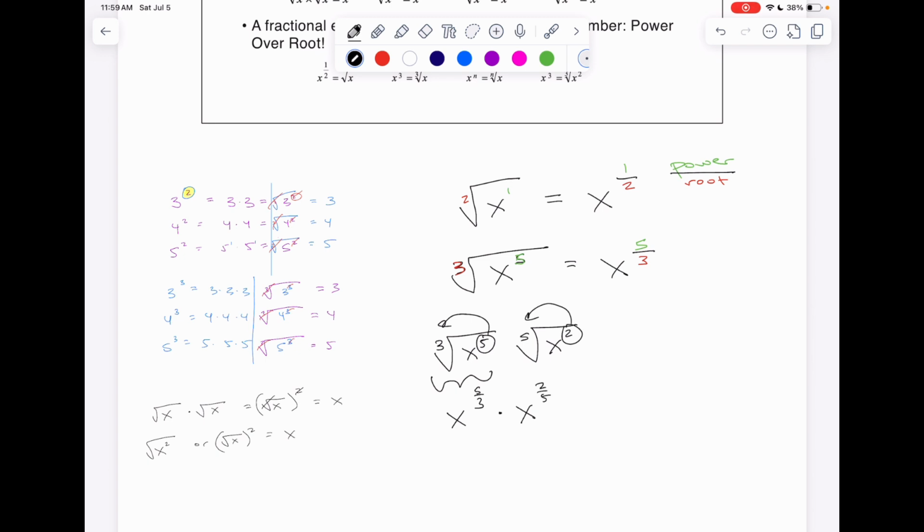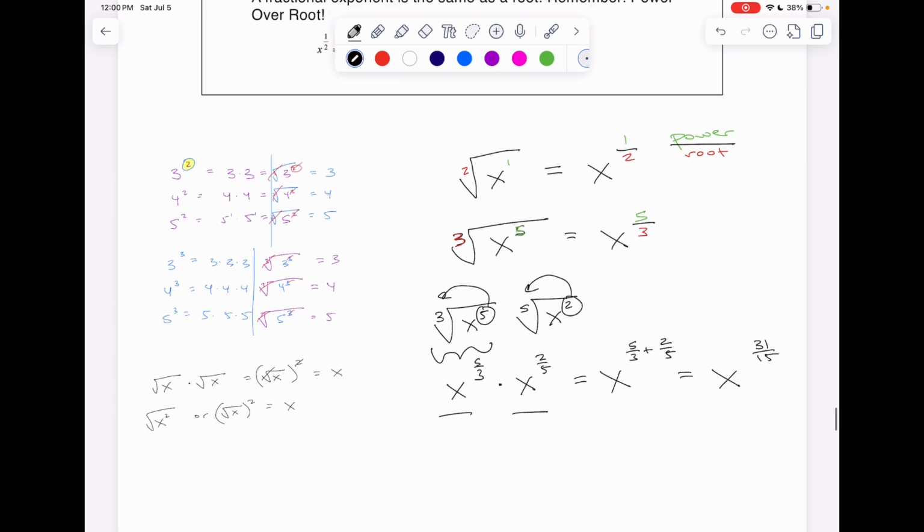And remember, when we multiply exponential numbers together that have the same base, what do we do to the exponents? We add them. And this is something we can do in our calculator. And we're going to get x to the, what would that be? 31 over 15.